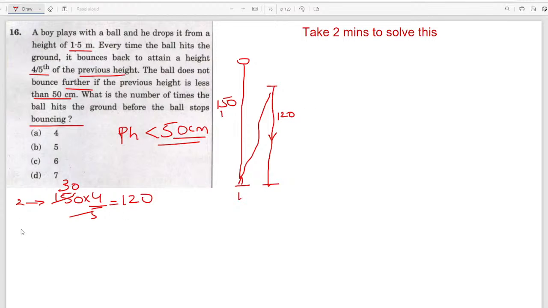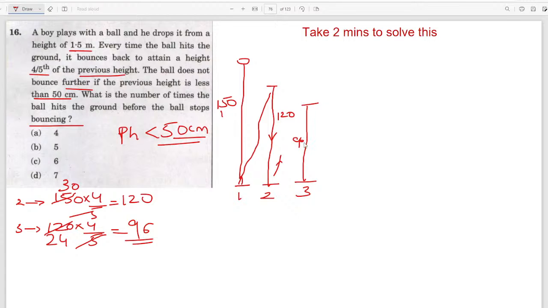Now the third time it bounces back. This is the second time. So after the second time, the third height is 120 into 4/5. 5 4s are 24, 16, 4 2s are 8, 9, 96. So this is 96. Again, this bounces back. The ball goes up to a height of 96. This is the third bounce.